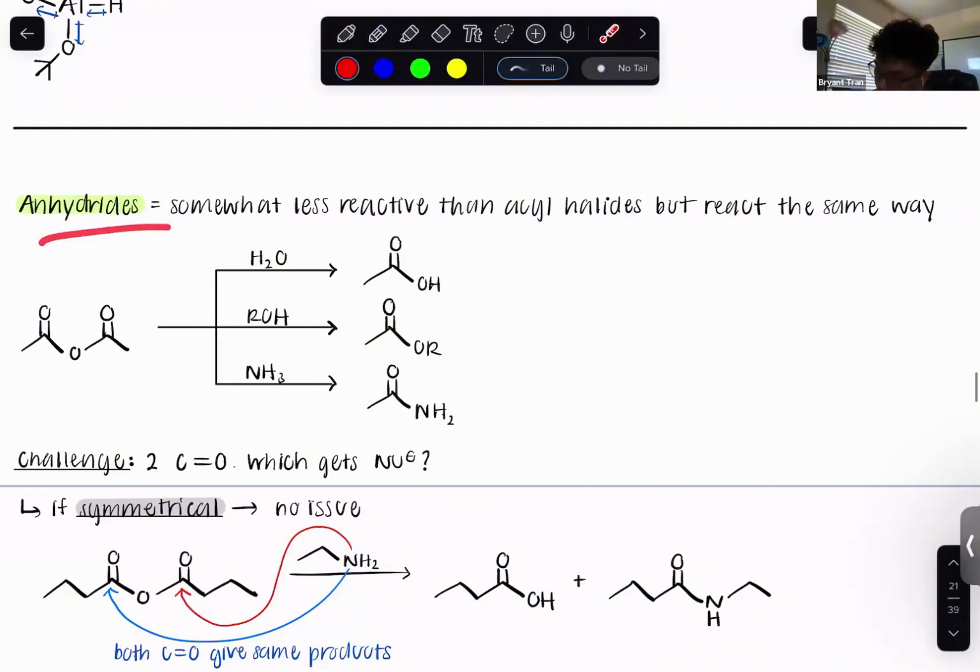Now, anhydrides are less reactive than acyl halides, but they react the same way. You could do hydrolysis with neutral water. You could do ester formation with neutral alcohol. You could do amide formation with neutral amine, right?